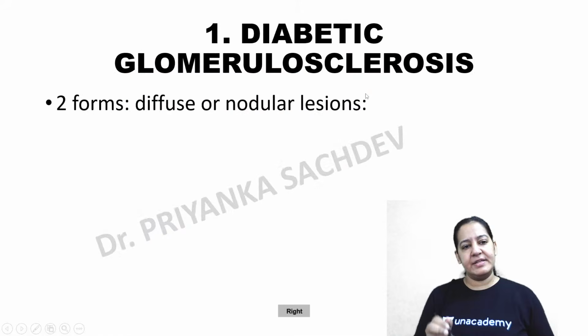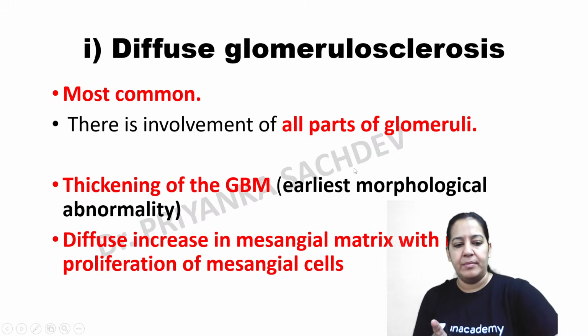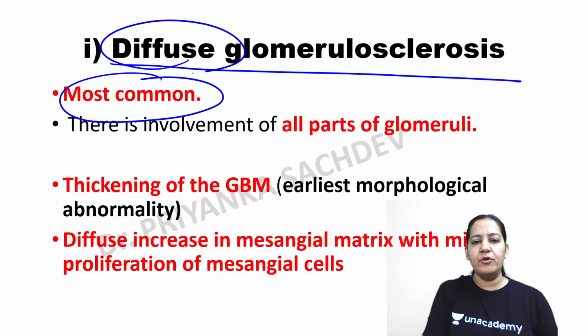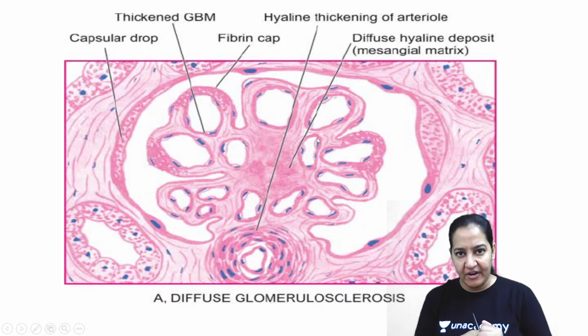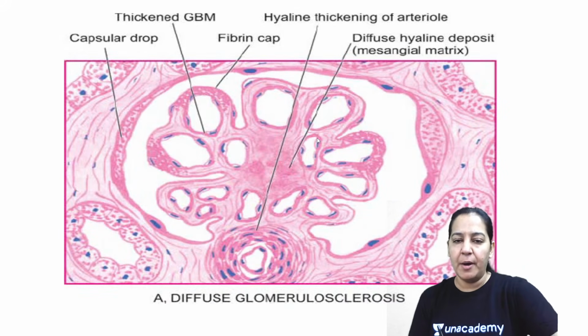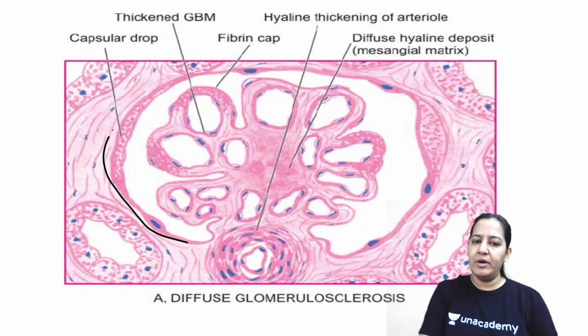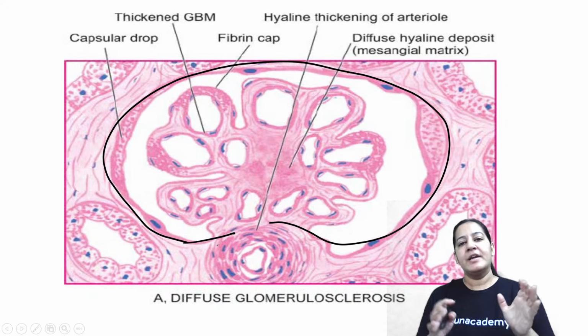Let me teach you the two forms, the diffuse and the nodular. Start with the diffuse form. Diffuse form is more common. It is known as diffuse because it affects all parts of the glomeruli. See this diagram. Can you appreciate one glomerulus in this diagram? So this is one glomerulus. Only one glomerulus is shown. You all can see this glomerulus. First, everyone give me a thumbs up. Can you see this glomerulus?